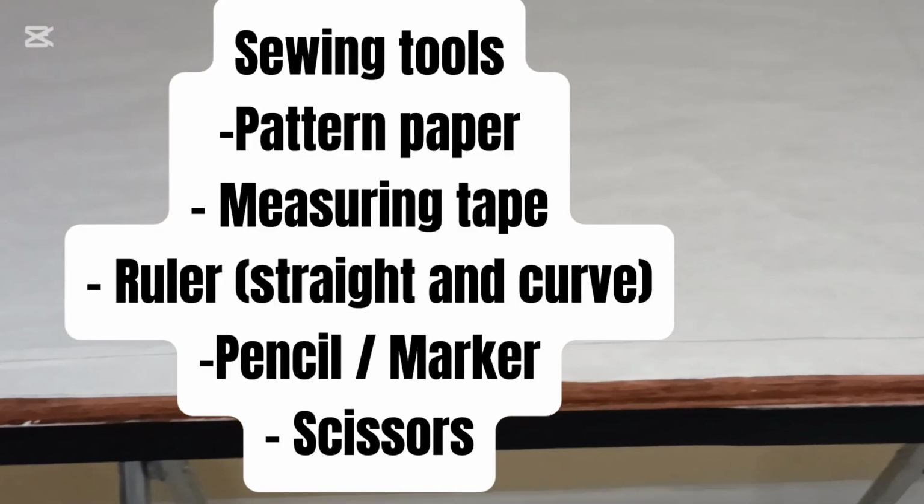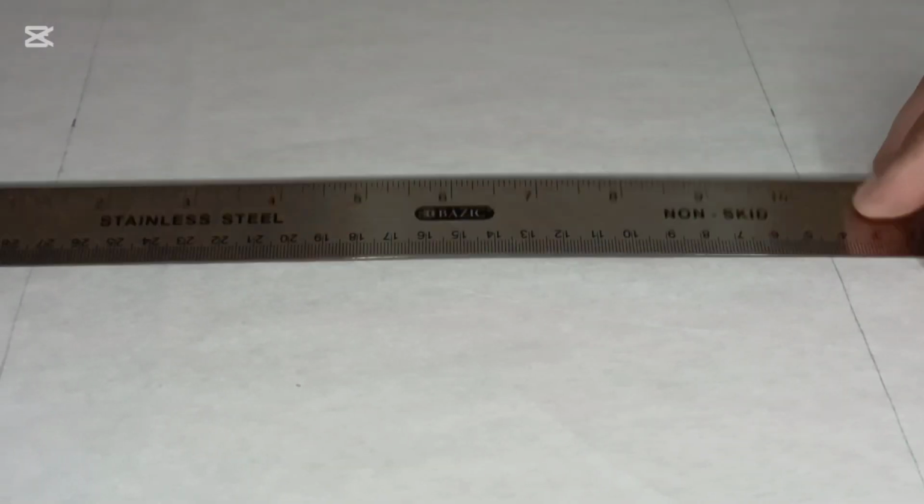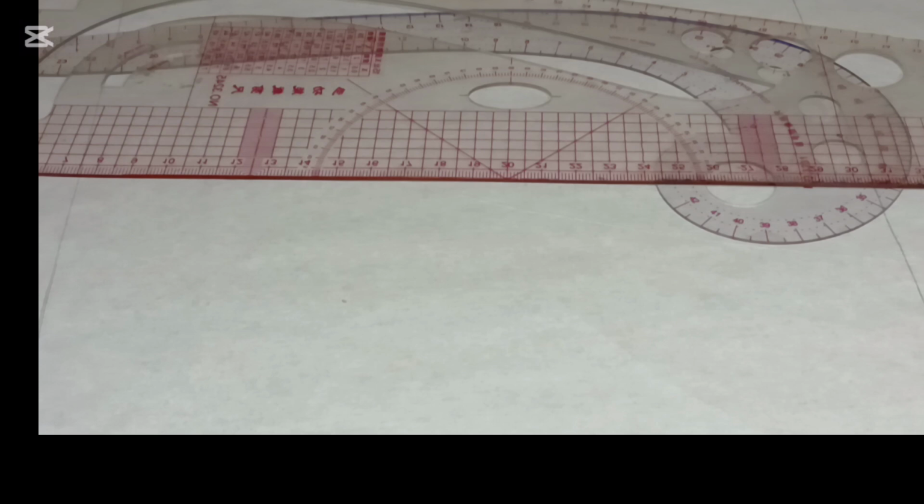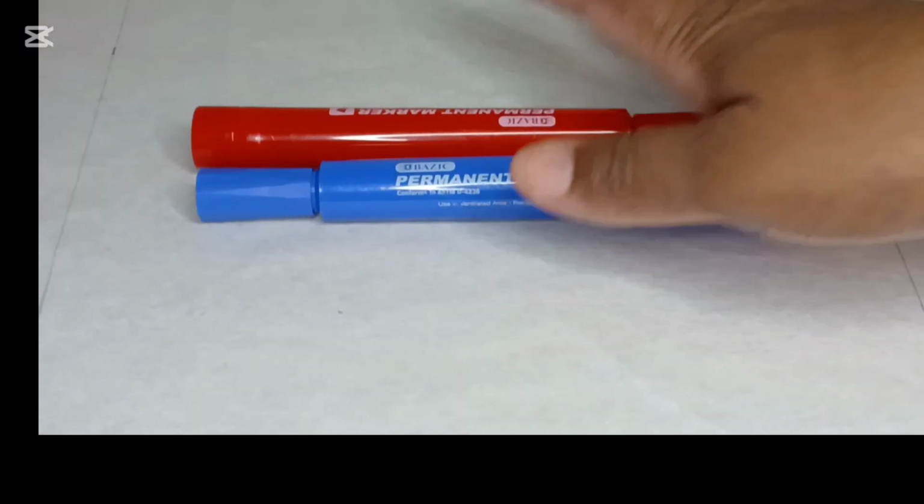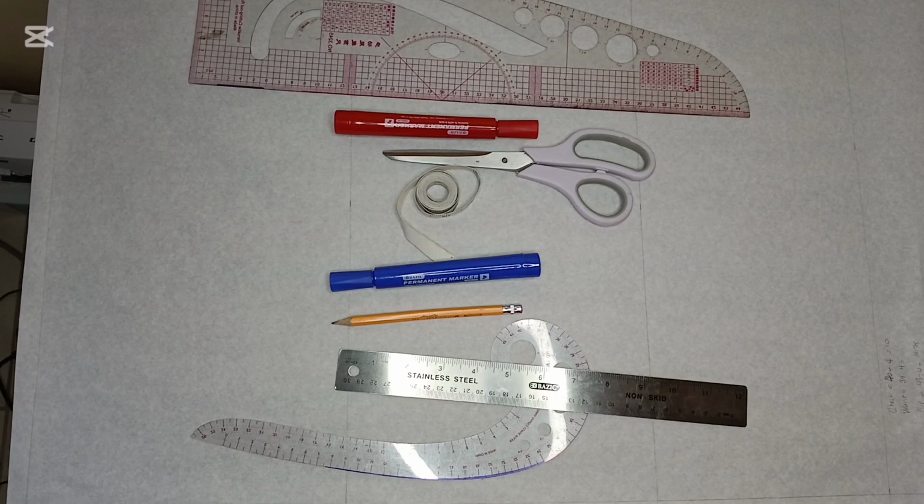Here are the sewing tools that you need. The first thing we will need is your drafting paper, and this is the paper, a measuring tape, straight ruler, curved ruler, pencil, 2 markers, a scissors. Now that you have all of your sewing tools, let's get started.